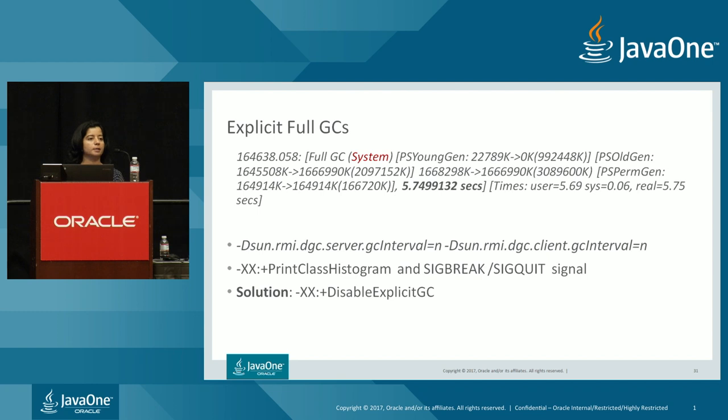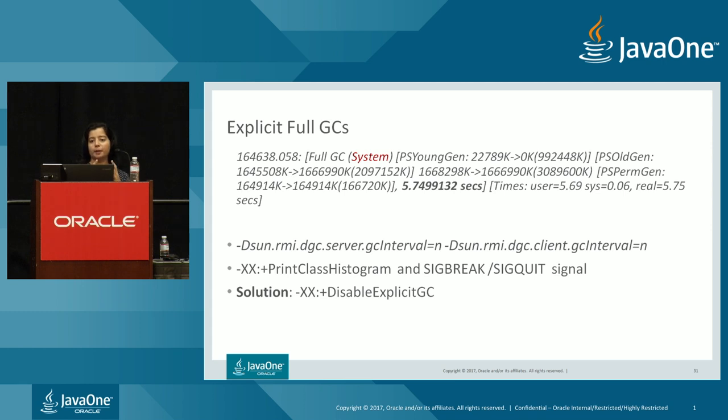Next thing to look for is, do we have explicit full GCs? Because explicit full GCs can cause long pauses in our application, and they are easy to spot in the GC logs. If you look for a System string in the GC log entries, that means that there are explicit full GCs being invoked. These explicit full GCs can be invoked using the System.gc call if you are using RMI. RMI applications, at certain intervals specified with these properties, invoke explicit full GCs.